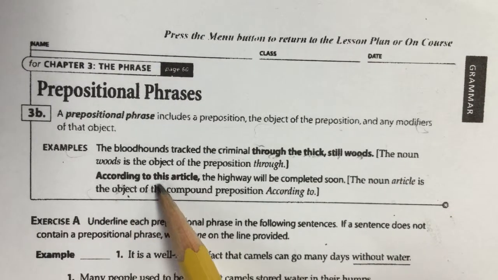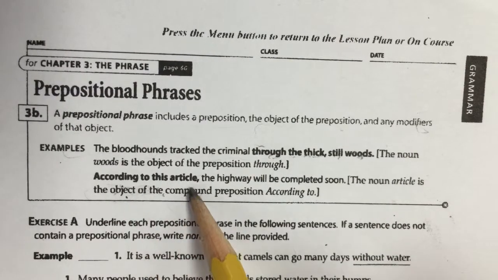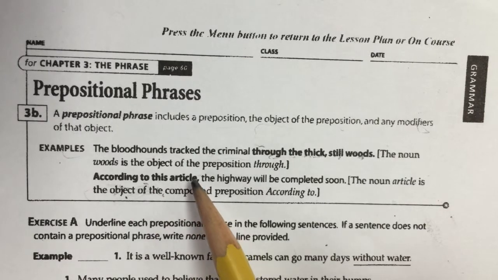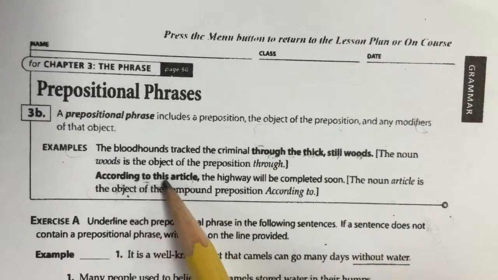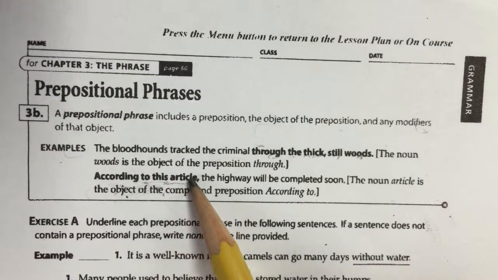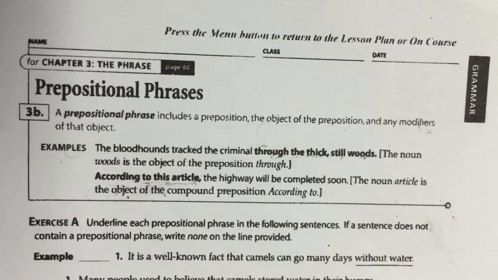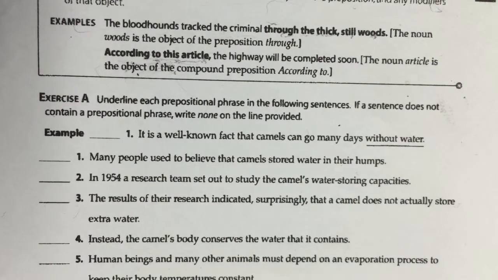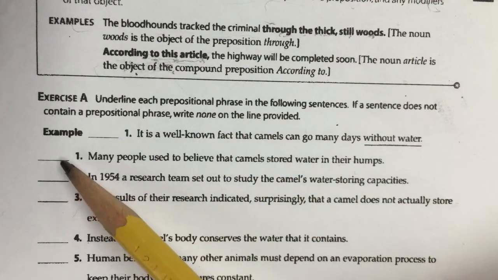According to is a preposition. It's a compound preposition. It's more than one word. Anyway, after the preposition, we're going to include the object of the preposition, which is article, and then any words in between, really. So according to this article, this is an adjective describing what kind of article, so we include it. All right, so it says underline each prepositional phrase in the following sentences. If a sentence does not contain a prepositional phrase, write none on the line provided, I suppose, over here.